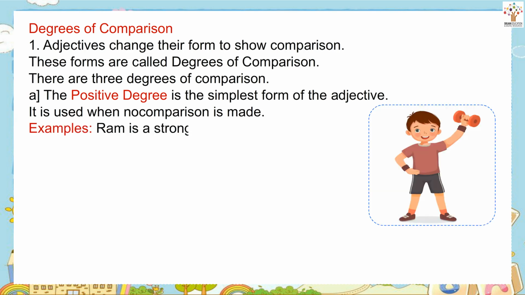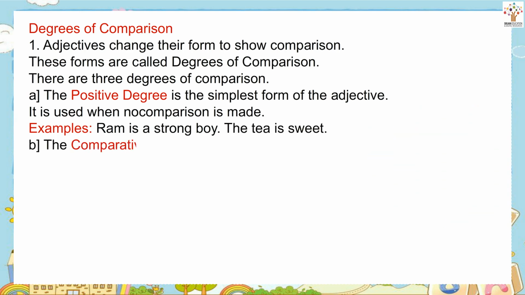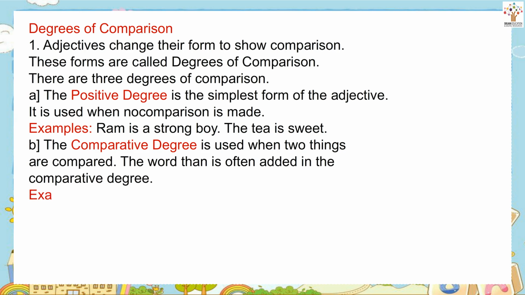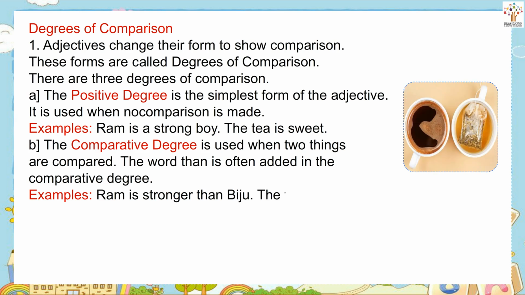Examples: Ram is a strong boy. The tea is sweet. The comparative degree is used when 2 things are compared. The word than is often added in the comparative degree. Examples: Ram is stronger than Biju. The tea is sweeter than the coffee.